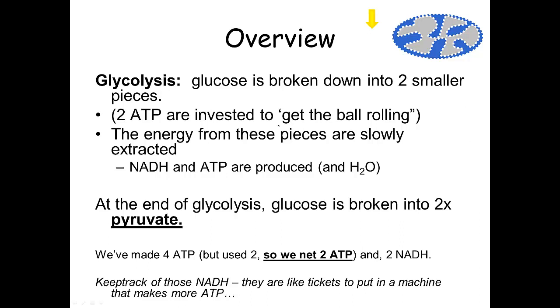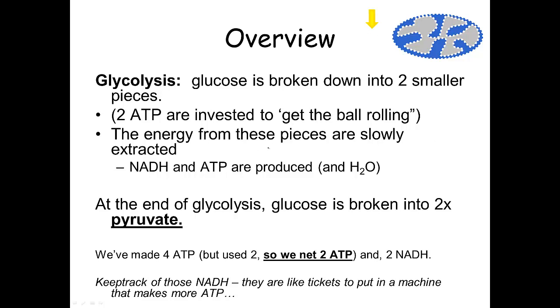In the same way, we're going to invest 2 ATP in the process of glycolysis. We're going to yield more than 2 ATP. We're going to actually make 4 ATP. So you put 2 in and you get 4 out. So you net 2. That sounds like a good deal, right? If I said to you, I'm going to give you $2 and you're going to give me $4, I'm going to keep making $2 every time. That's a good deal.